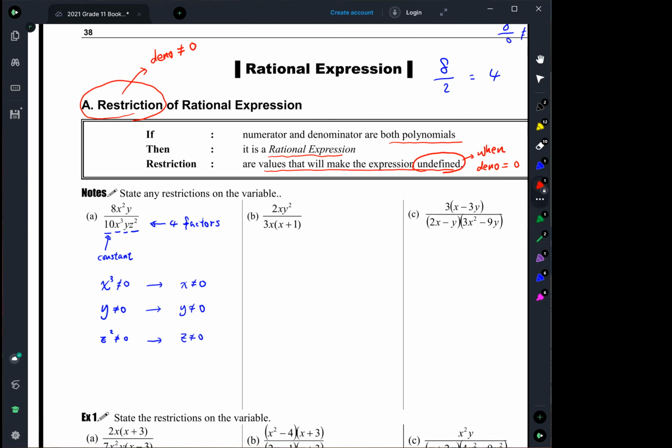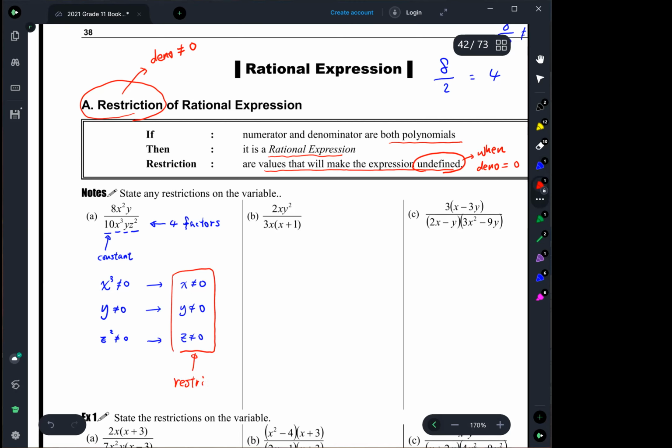Any of these variables, if it equals 0, will make the whole denominator become 0. So that's what we call the restrictions, meaning they are the numbers that the variable cannot equal to. First of all, you have to find the factors, and factors are the things that multiply together to make the denominator.